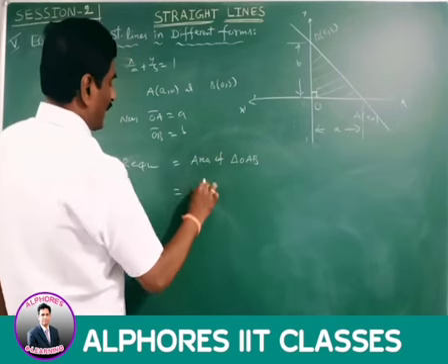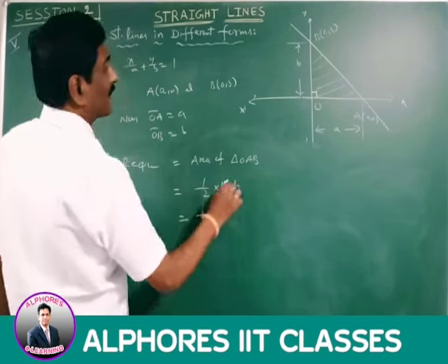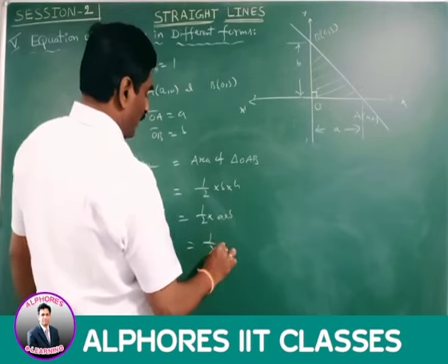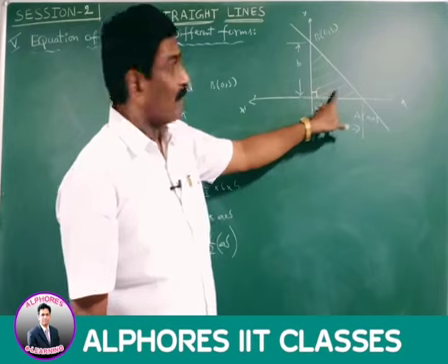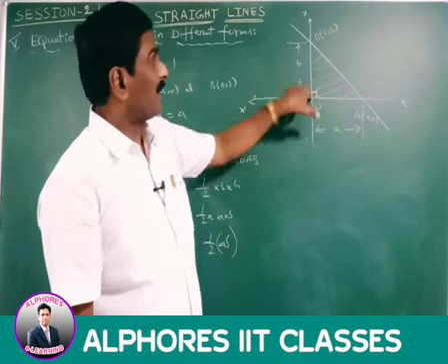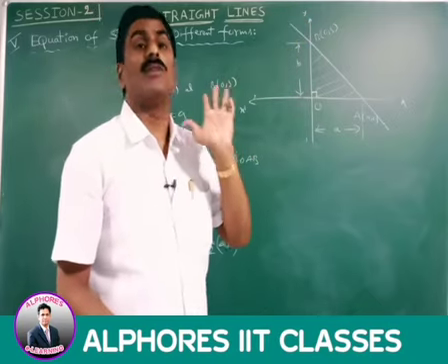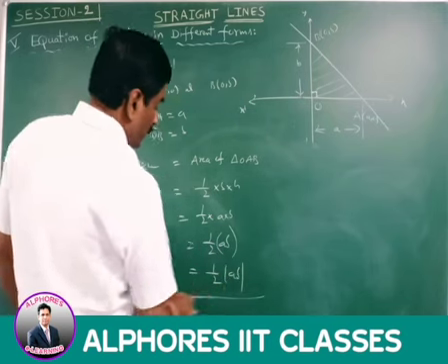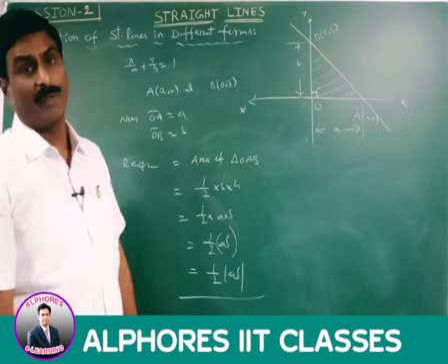What is the area of the triangle? Half into base into height. That is equal to half into what is the base here? A into B. That is equal to half AB. But here A and B may be positive or negative. That depends upon the positive x-axis or negative x-axis, and B is positive or negative, depending upon positive or negative y-axis. But area is always a positive quantity. So we use mod AB. Mod AB means it is always positive. So the area of this triangle is half of mod AB. Okay.